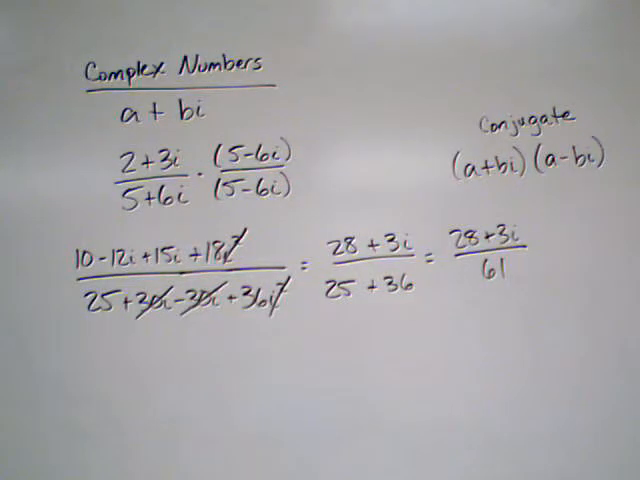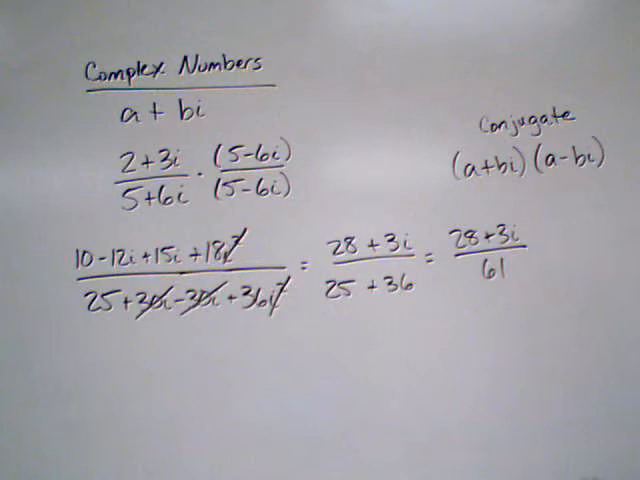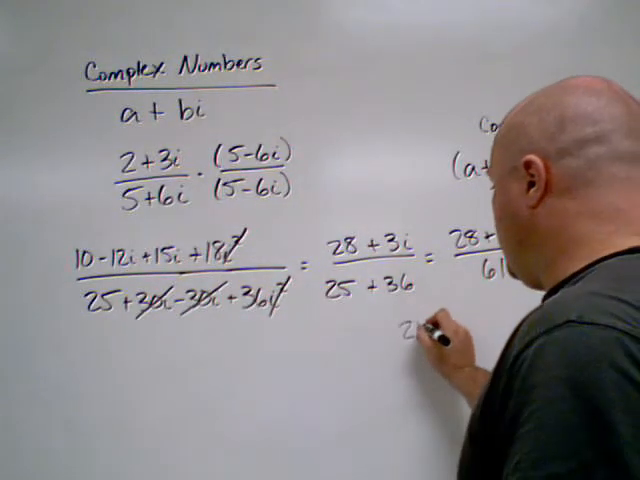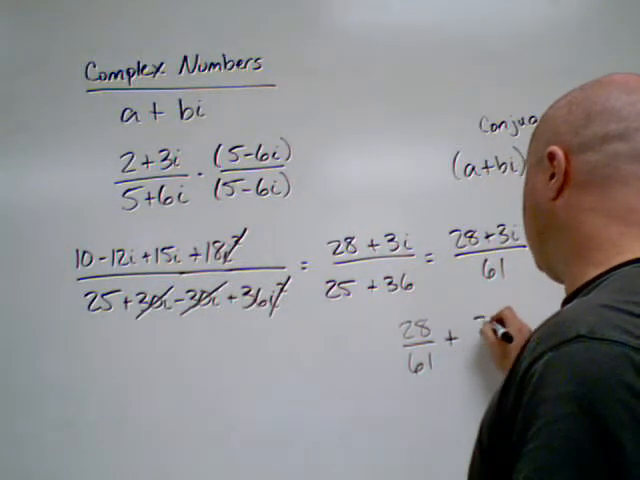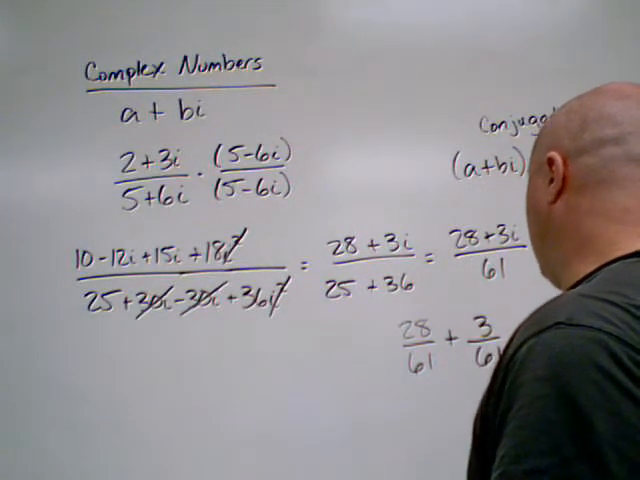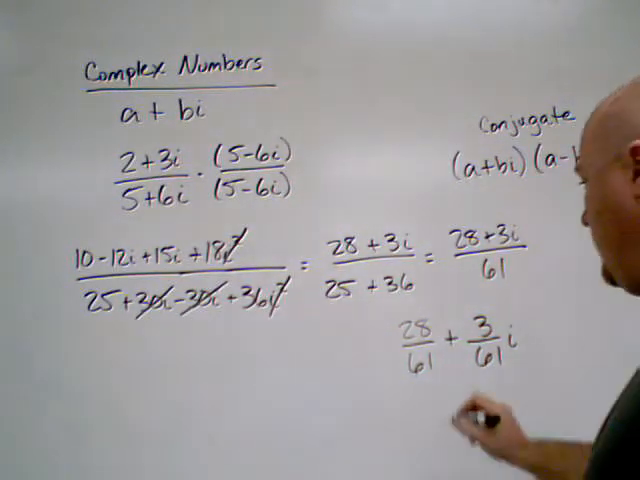Now, we're not quite done yet because we always want to leave things in standard form. Alright, so we're just going to split up our numerator and create two separate fractions. So we're going to end up with 28 divided by 61 plus 3 over 61i. And that is our answer in standard form.